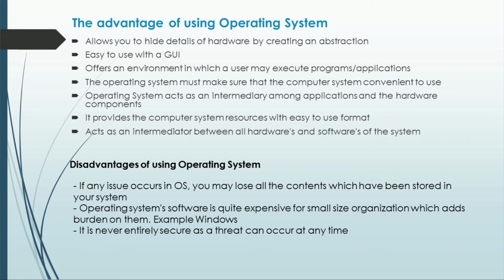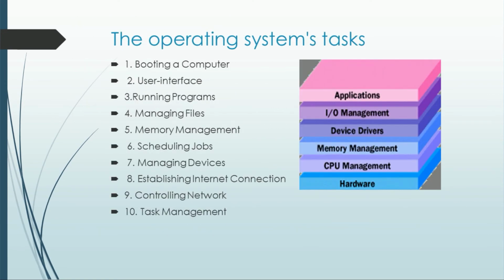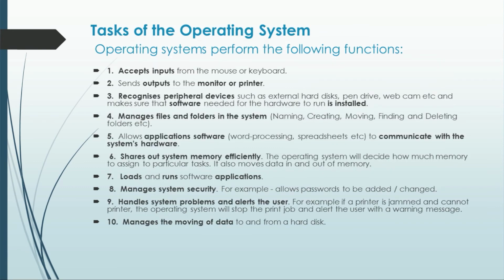Now let's talk about the disadvantages of operation systems. Operation system software is quite expensive, which is true, and for small organizations adds a burden on them. For example, Windows is never entirely secure, as a threat can occur at any time. The operation system's tasks: building the computer user interface, running programs, managing files, memory management, scheduling jobs, managing devices, and controlling network task management.